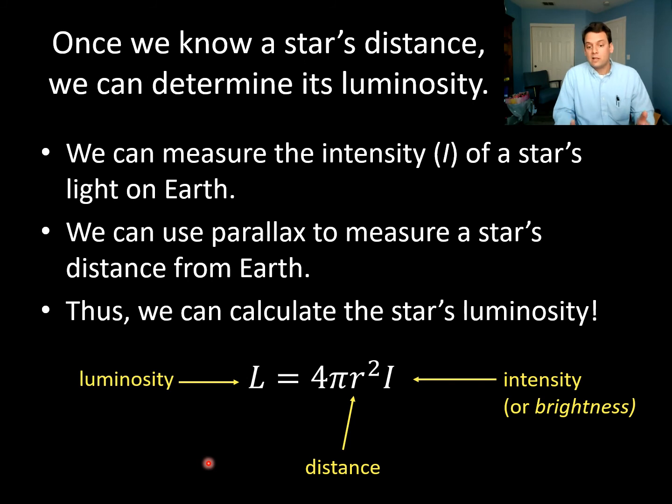Mathematically, we're just solving the equation on the previous slide for the luminosity, because we're able to measure the intensity of the star's light that arrives on Earth. We can then use parallax, assuming that the star is close enough that it does have a measurable parallactic angle, to measure the star's distance from the Earth, and then finally we can combine those to calculate the luminosity of the star.